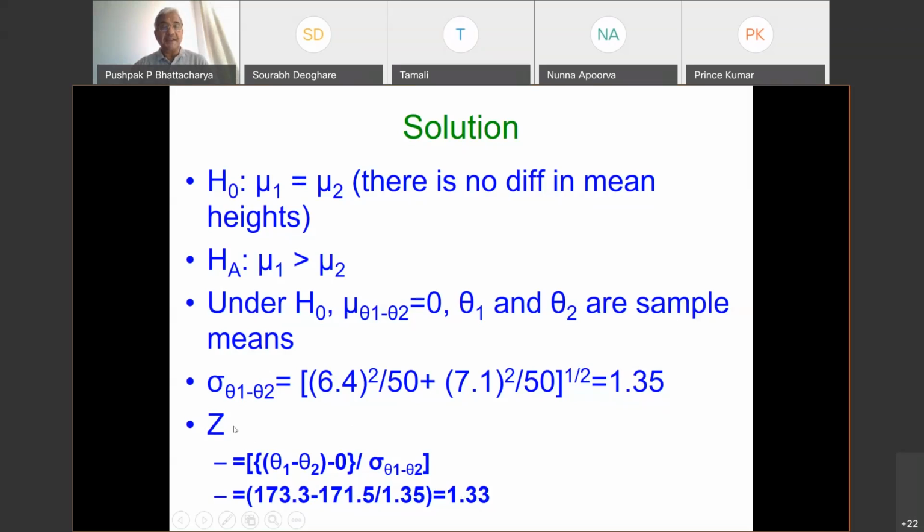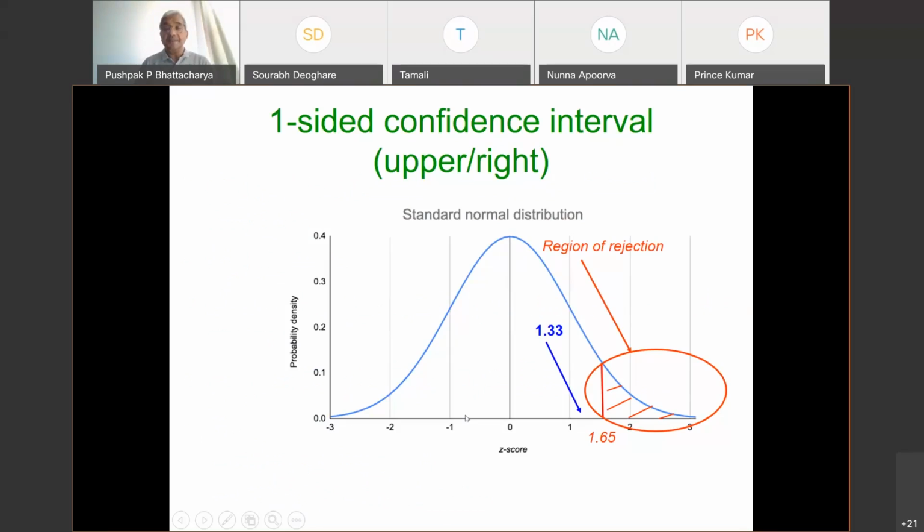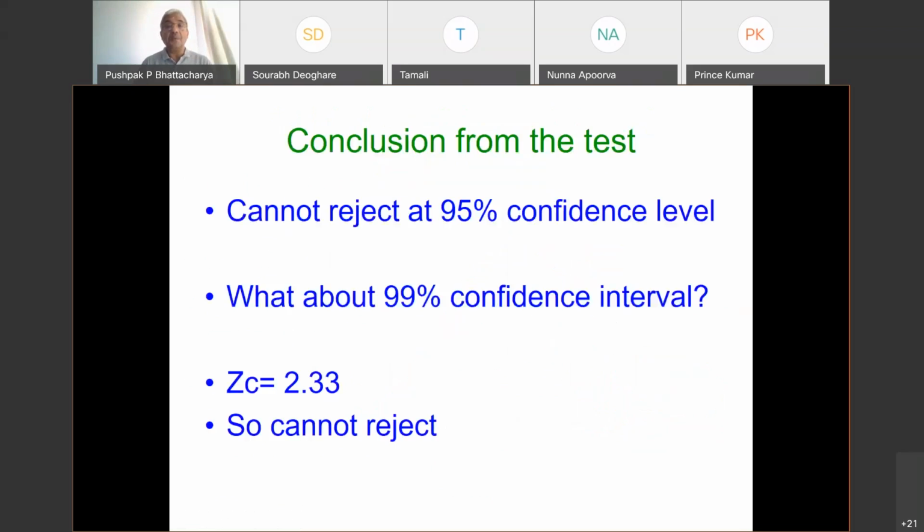So that has led us to a situation where the Z value is 1.33 when the sample mean is 173 for athlete males and 171 for non-athlete males. So this is done, and now let us see what we can say from the Z test.